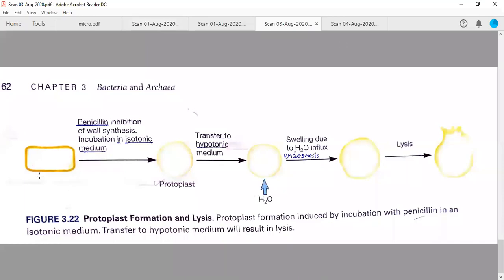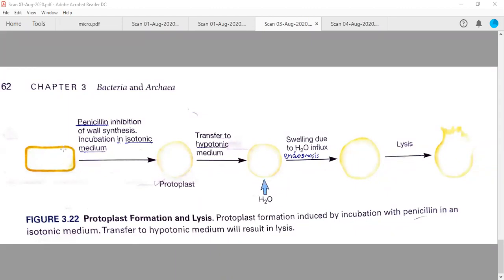So see here, this cell wall is required so that it will provide a definite shape to the bacterial cell. If you remove the cell wall, the rigidity of the bacterial cell will be lost, and the protoplast, which has a spherical shape, will come out.